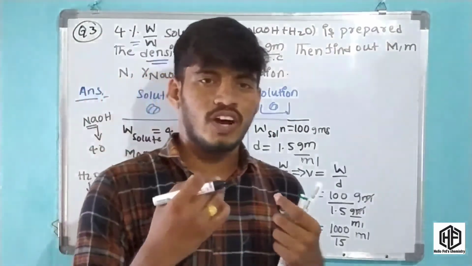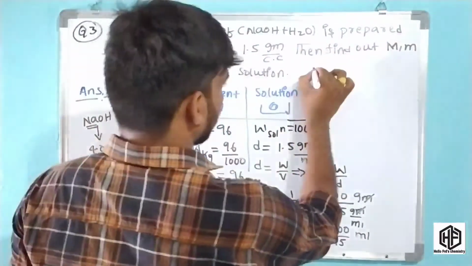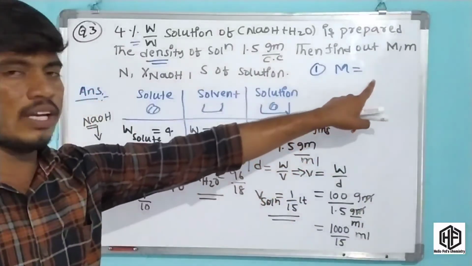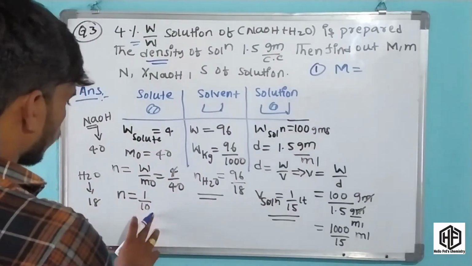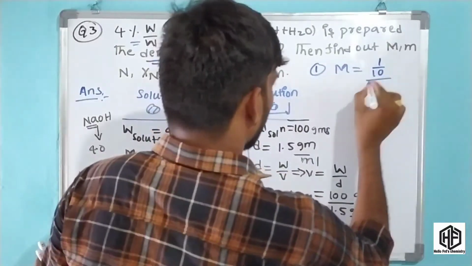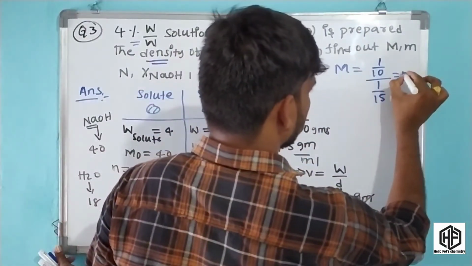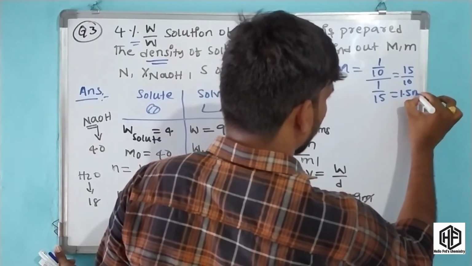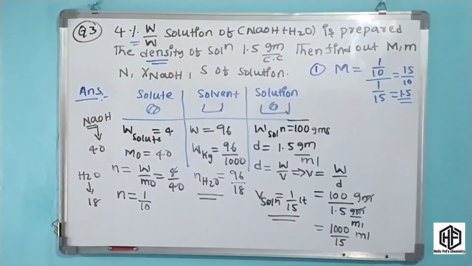Now we have to find these terms. First one is the molarity. Molarity is equal to the number of moles of solute per 1 liter volume of solution. The number of moles of solute is 1 by 10, and the volume of solution is 1 by 15. So finally this is 15 by 10, which is 1.5. 1.5 is the molarity of this question.